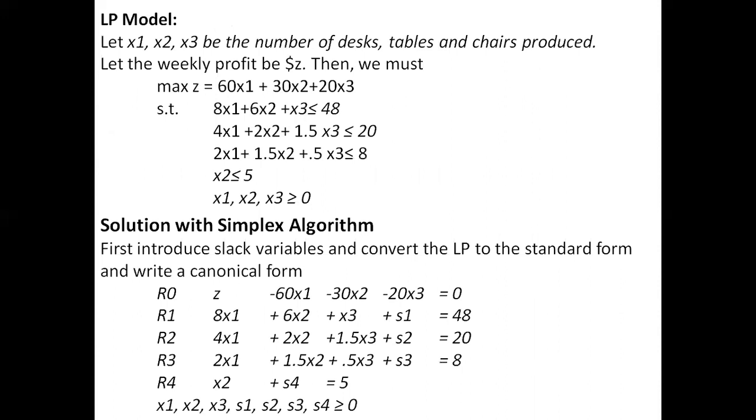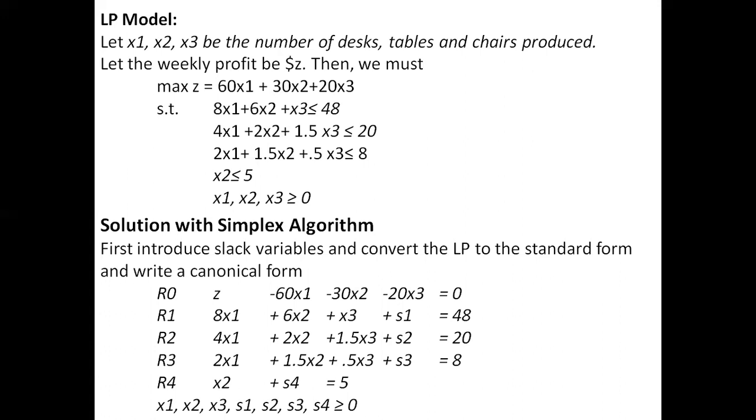So first, introducing the slack variables and converting the linear programming problem to a standard form, and writing it in canonical form. Row 1 taking z, that is minus 60 into 1 when it has been moved to the left hand side: z minus 60x1 minus 30x2 minus 20x3 equals 0.